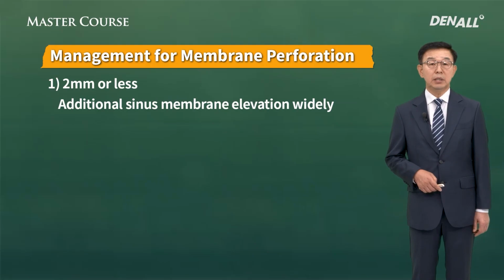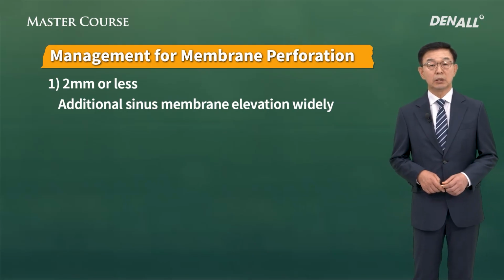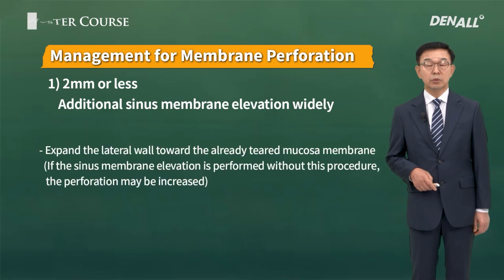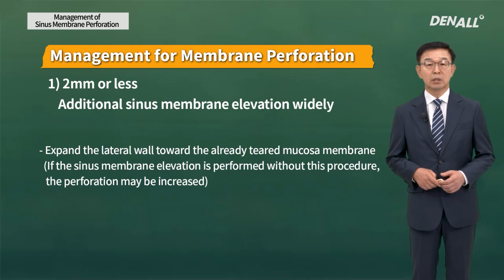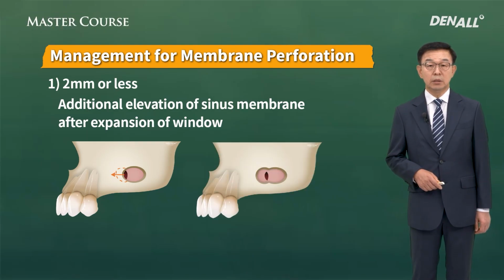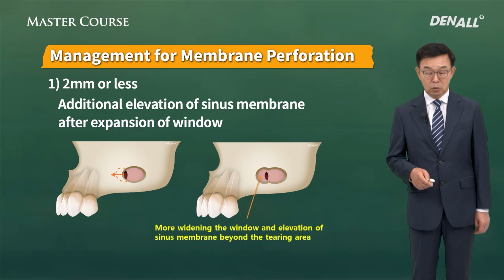In the case the tear is 2 millimeter or less, this occurs frequently when burr is used for lateral window approach. In this case, you need to check the area of the tear and extend beyond the tear like this. If necessary, use the burr once again and grind and expand. Check the area of perforation.